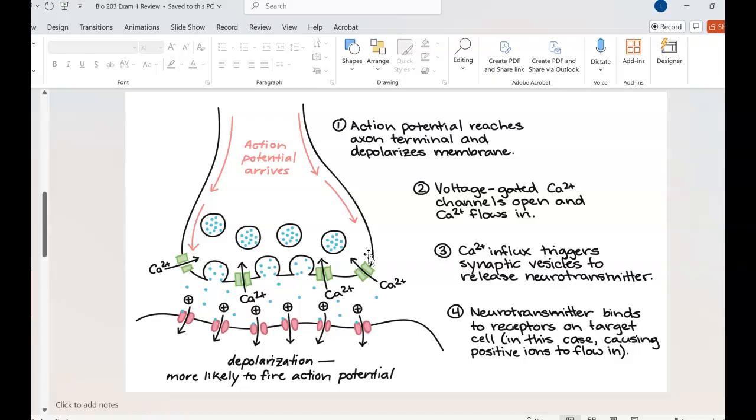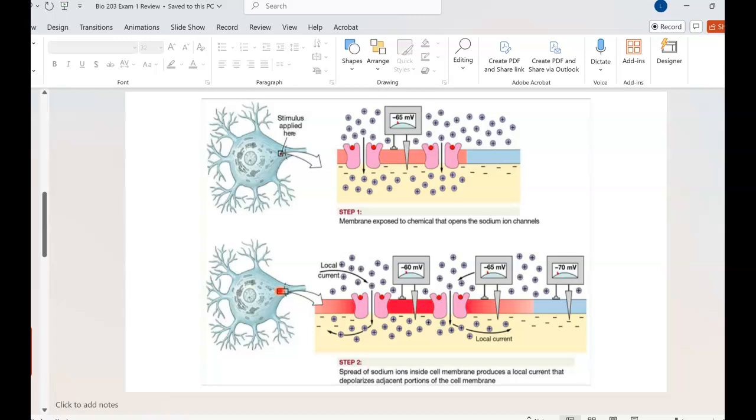Remember, this is where those ligand-gated channels are. So no matter what we're talking about, excitatory or inhibitory, this has to happen in order for neurotransmitter to be released. One of the things that you should know is that whole sequence of events of release of neurotransmitter and then generating that local potential to that action potential. So you should know those events.